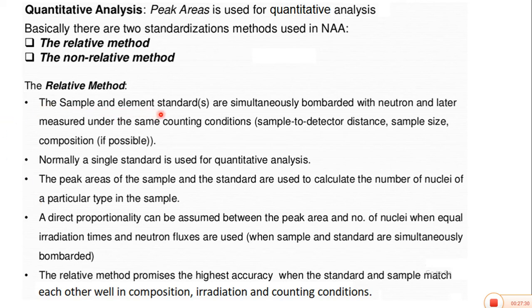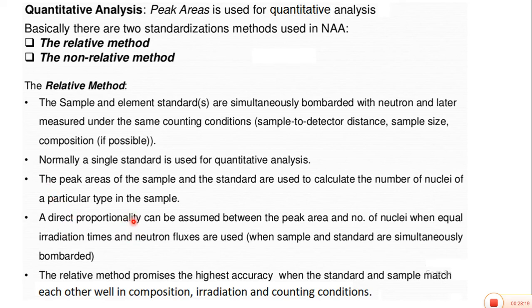So the sample and element standards are simultaneously bombarded with neutrons and later measured under the same counting conditions. If you maintain the same counting conditions, then it is directly involved in the measurement of the nuclei of the unknown sample material using the known sample materials. Sample to detector distance, sample size, composition, should match if possible. Normally a single standard is used for quantitative analysis. It is not a condition that if you have the ability to measure 30 elements at a time, you also use 30 standards. No, it is not the case. At a particular time, you use only one standard material.